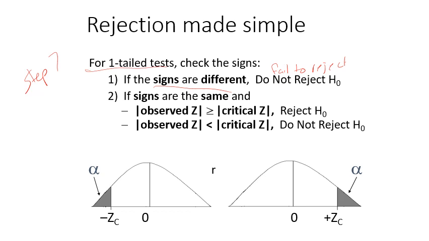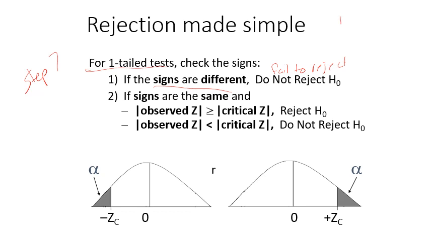If, on the other hand, I have this hypothesis that the average age is less than the average, and I run my test and I get a number that's less than 0, a negative number, that is, in a sense, the signs matching. So now if the signs match, we need the absolute value of our observed to be greater than our critical to reject. If not, then you would fail to reject.